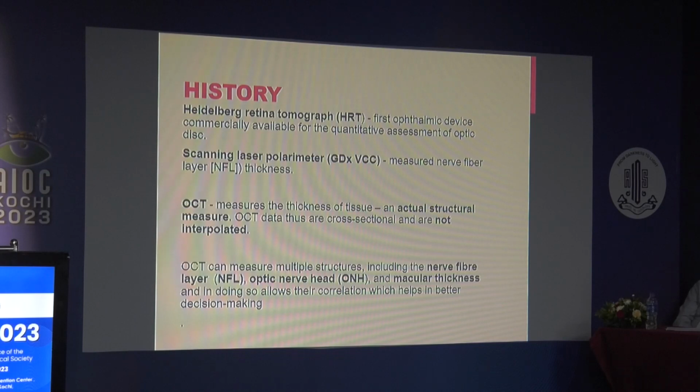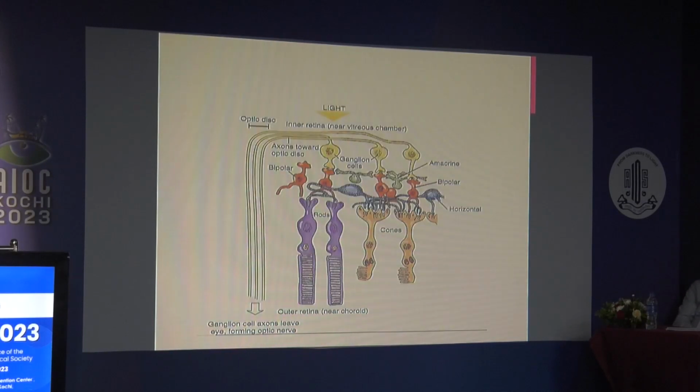So OCT can measure the nerve fiber layer, it can see the optic nerve head measurements, and it can see the macular thickness. What is the importance of these three in glaucoma? As you can see in this picture, the ganglion cells, their axons, exit out from the optic disc. So we are measuring the optic disc parameters.